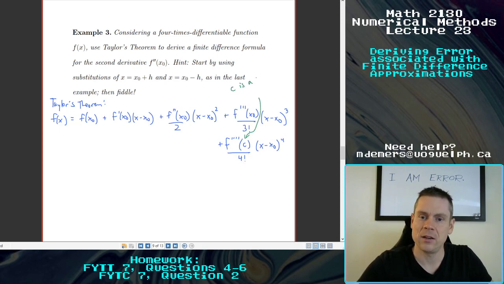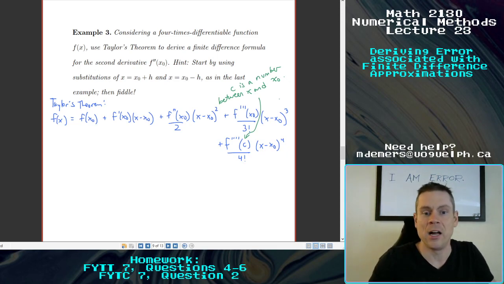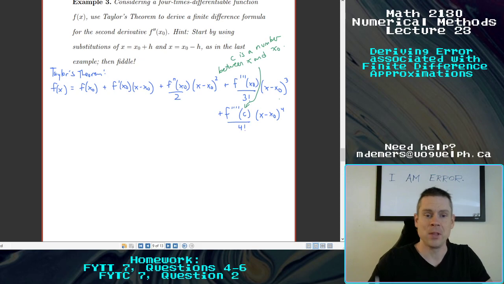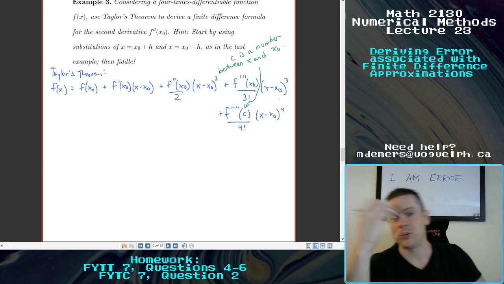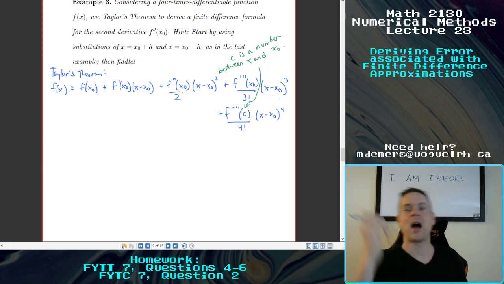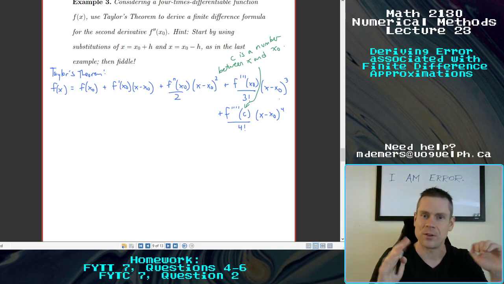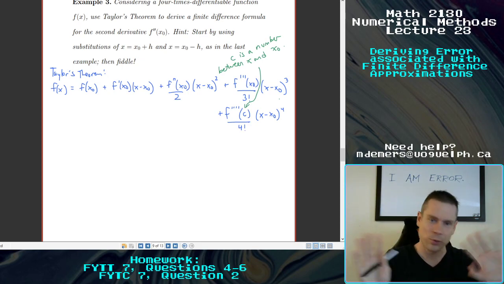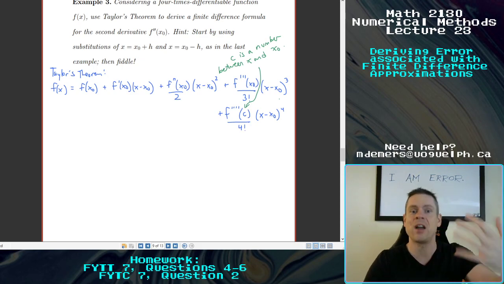Okay. And again, I'll just point out that c is a number between x and x0. Whatever we're subbing in for x and the center point of this polynomial. So we're going to do these 2 substitutions. We're going to sub x equals x0 plus h and x equals x0 minus h, and we're going to see if there is some interesting operation that we can do in order to get out an expression for the second derivative this time. So far it seems pretty much the same as before. We've taken it one step further, assuming a 4 times differentiable function.